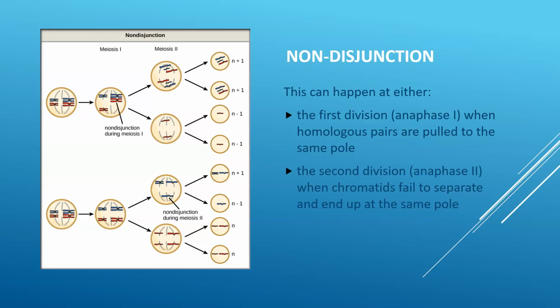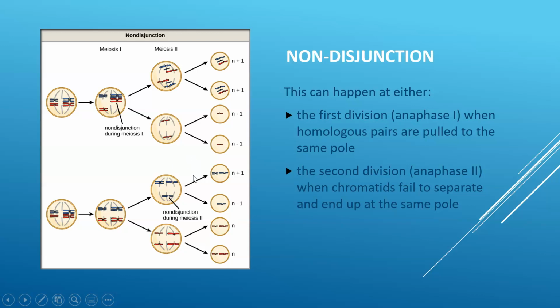Okay, so this can either happen in the first division, anaphase 1, when homologous pairs are pulled to the same pole. So if you have a look in meiosis 1 in the top diagram, you can see that 2 homologous pairs have been pulled to the top pole. If it happens during the second division, anaphase 2, when the chromatids fail to separate and end up at the same pole.